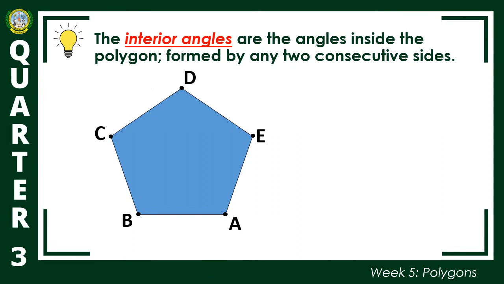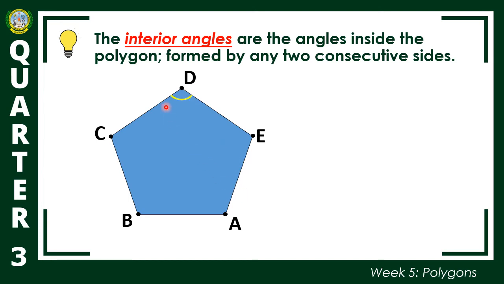The next part of a polygon is what we call the interior angles. These are the angles inside the polygon and formed by any two consecutive sides. Tandaan po na ang angle po ay binubuo po ng segments, rays, or lines joined at one endpoint. Okay, and this endpoint is called the vertex nga po. Okay, so in our given polygon here, as you can see, there are 5 interior angles.